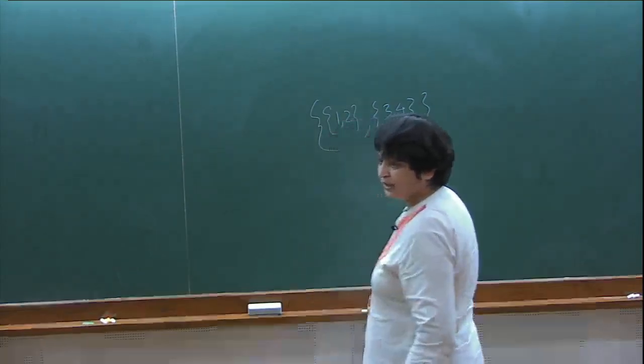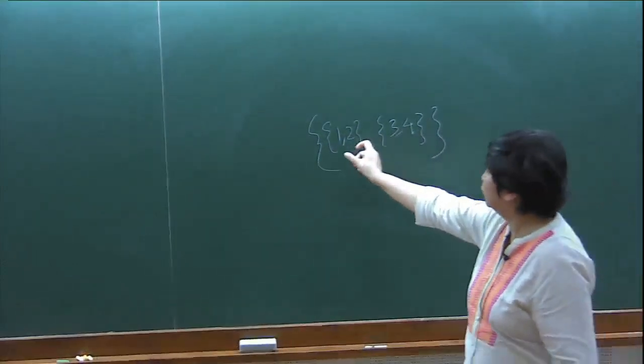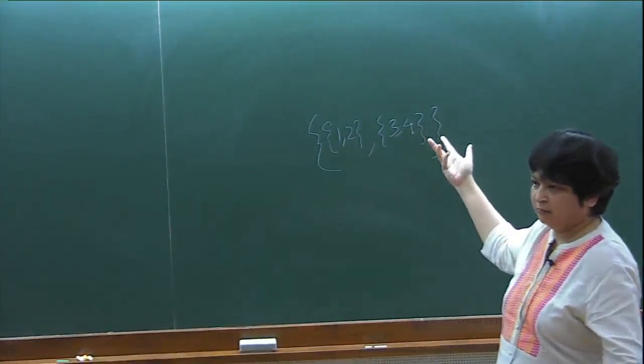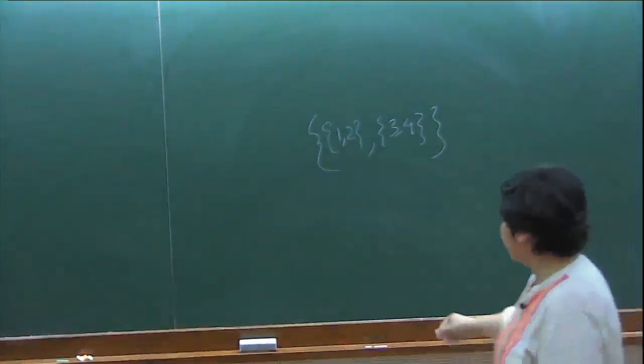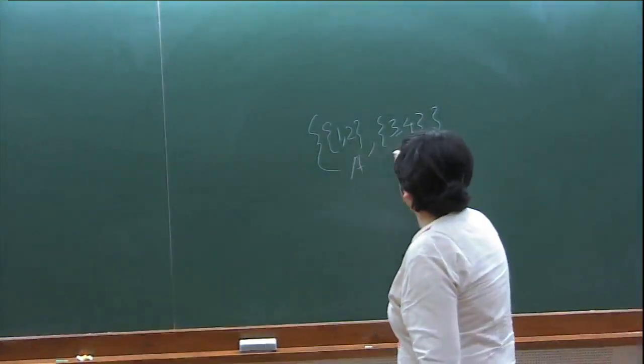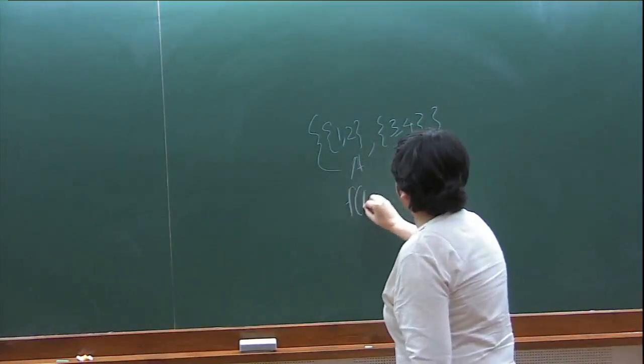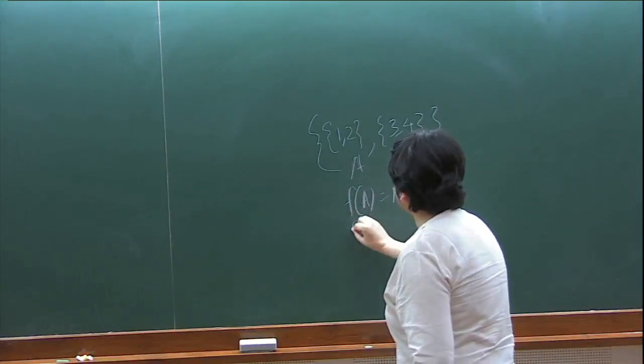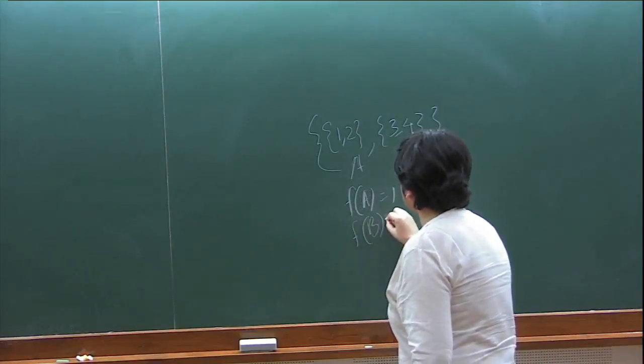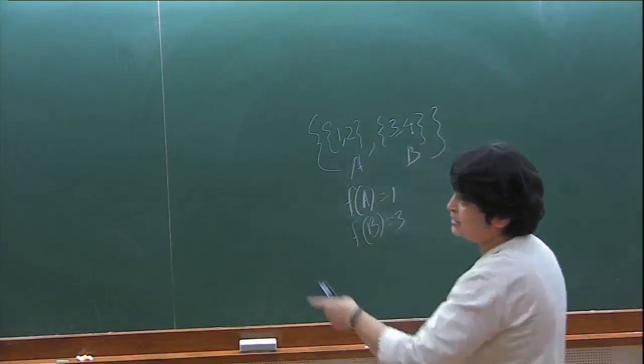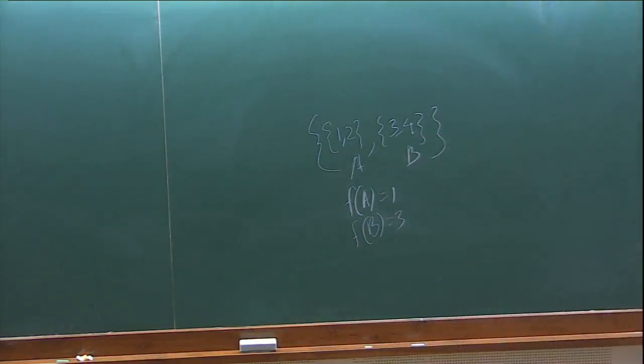Of course, you can have a function where this goes to 1 and this goes to 3. Let's say this is A, this is B. If A is equal to 1, of course, you can think of such a function. But this axiom says that for any family of any kind of non-empty sets, there exists such a choice function.